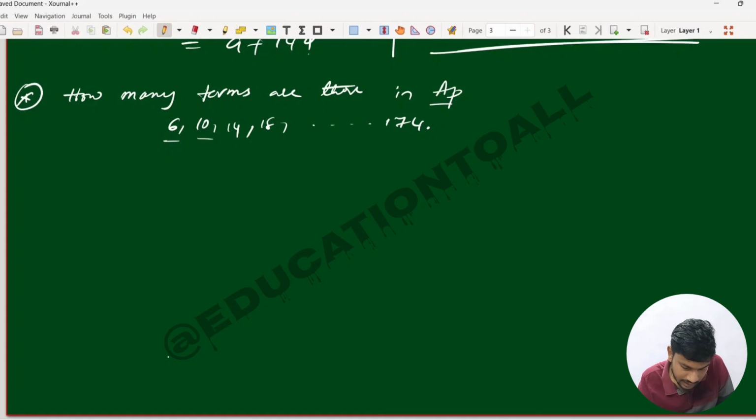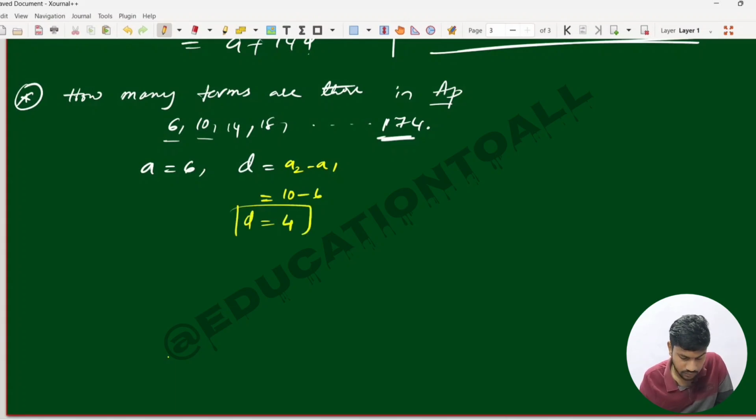How many terms are there in the AP which has 6, 10, 14, 18 and so on, where the last number is given as 174? So a very simple question. Given data, a is equal to 6, then I can find d. d is equal to the common difference. How to find the common difference? a2 minus a1. Where a2 is equal to 10 minus 6, this difference is equal to 4. So the common difference is equal to 4.